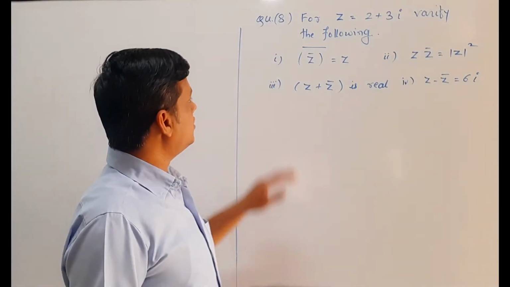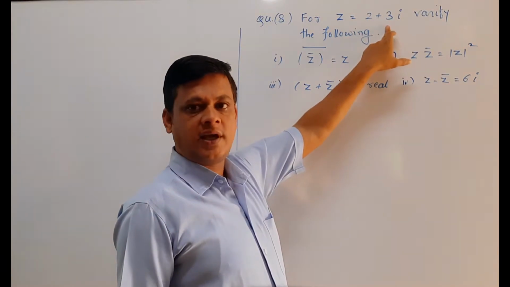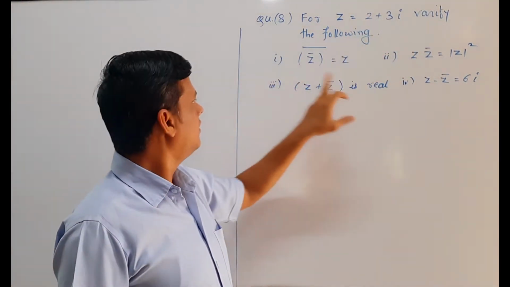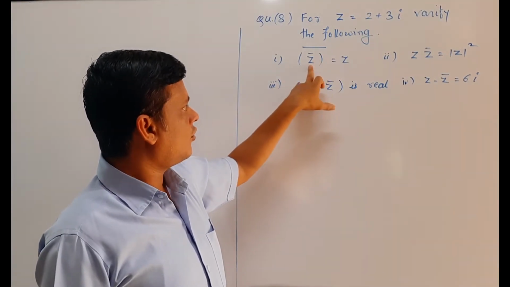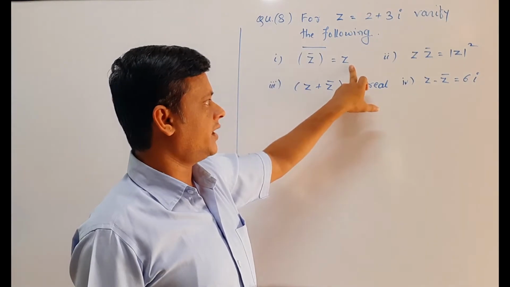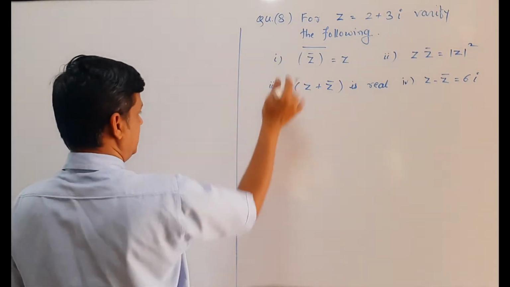Now see question number 8. For z equals 2 plus 3i, verify the following. Number 1, the conjugate of z bar is equal to z. So first we solve this sub question 1.